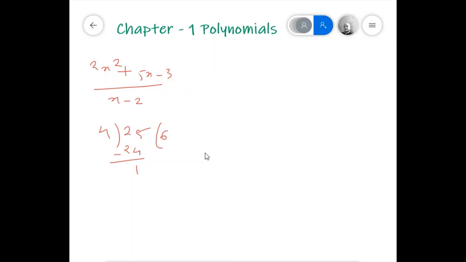So what is the relationship between these? Dividend equals divisor into quotient plus remainder. Yes, all of you know that. Now over here, what is the dividend? It is 25, so let's write it over there. And what is the divisor?